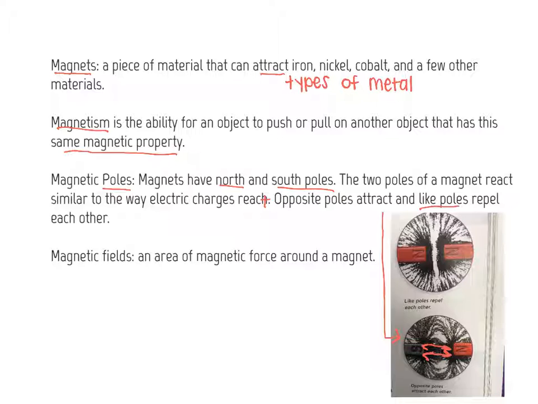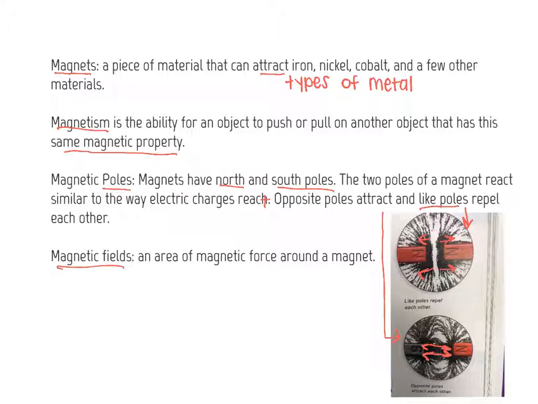Like poles are in this very top picture. Notice they're going to be pushing away from each other. So look at the direction that the magnetic filings or the iron filings are going. That is a really easy way for you to see where this magnetic field is.